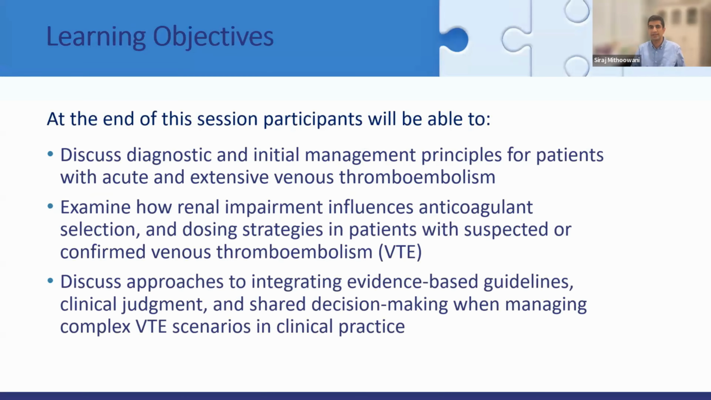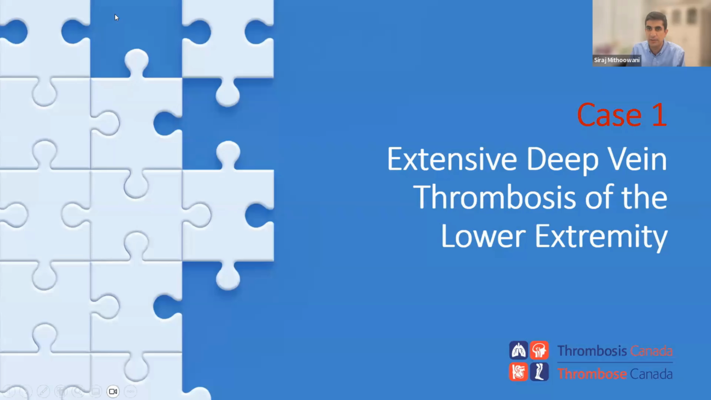And these are our learning objectives today. We're going to challenge our panelists with discussing the diagnostic and initial management principles for patients with acute and extensive VTE. We're going to examine how renal impairment influences anticoagulant selection. And we're going to talk about how to dose anticoagulants in patients with suspected or confirmed VTE. We're also going to discuss some approaches to integrating evidence-based guidelines, clinical judgment, and shared decision-making when managing these highly complex VTE scenarios in real practice.